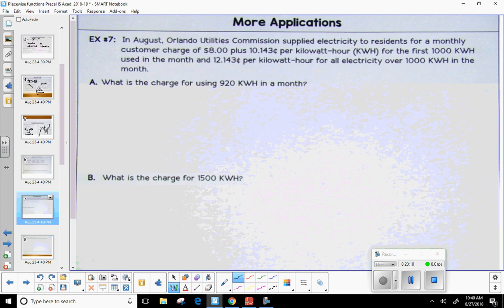It says A, so this is our current problem. We're talking about electricity. Okay, all right. Hopefully by the time we finish, it'll make sense.